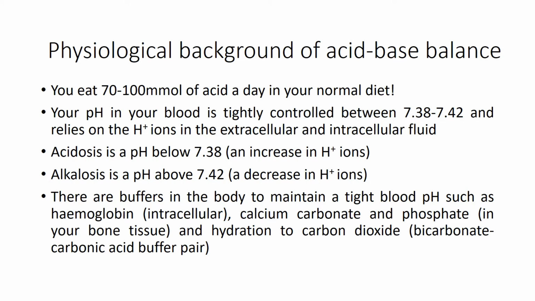Acidosis is a pH below 7.38 or 7.35, which is due to an increase in hydrogen ions. And alkalosis is a pH above 7.42, which is due to a decrease in hydrogen ions. Now, there are buffers in the body to maintain a tight blood pH, such as hemoglobin, which is an intracellular molecule, calcium carbonate and phosphate in your bone tissue, and then the hydration to carbon dioxide through the carbonic acid buffer pair.